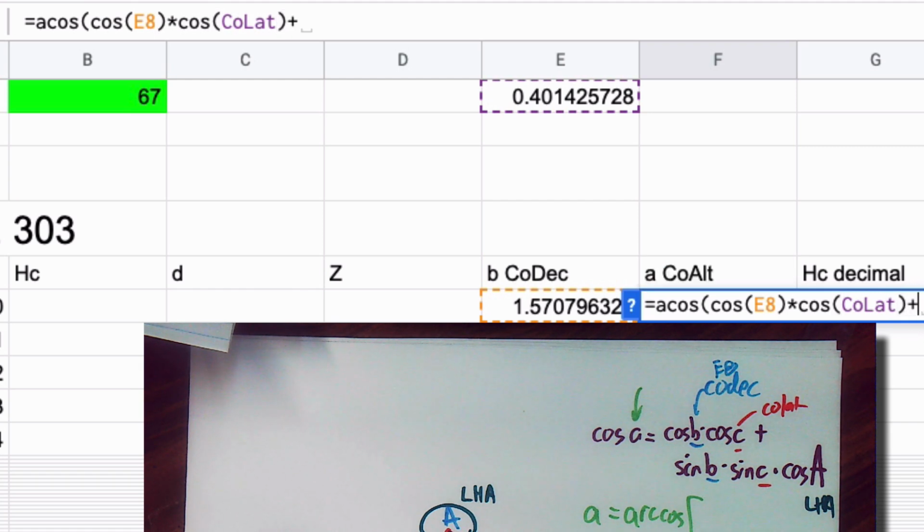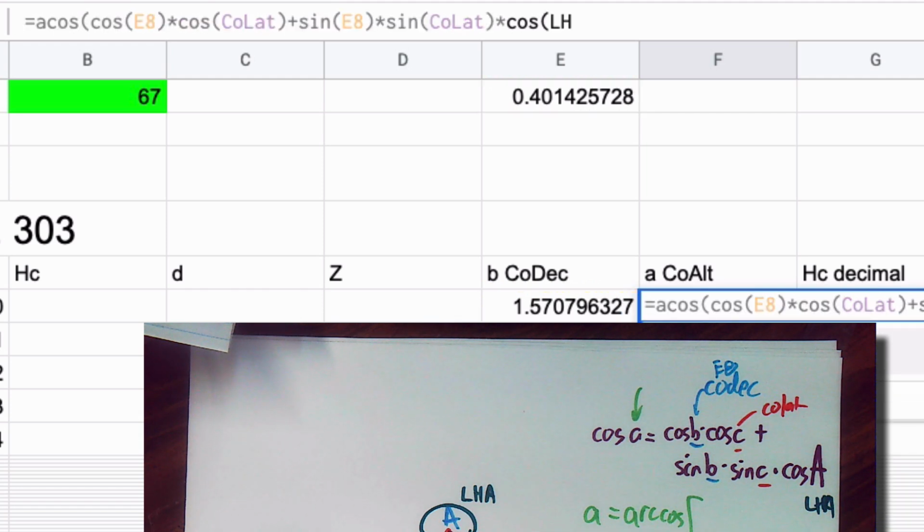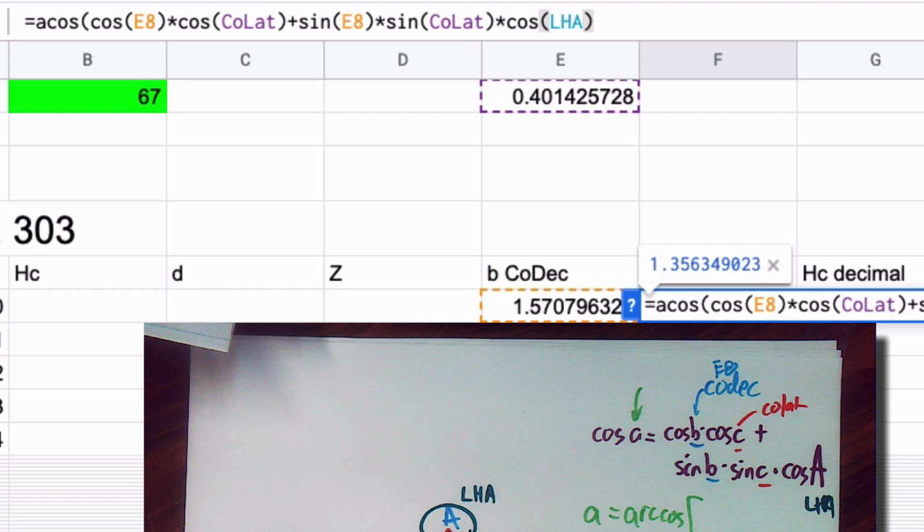And we're going to add this to the sine of E8 times the sine of CoAlt times the cosine of LHA. Okay. And I need to finish my formula for arc cosine.